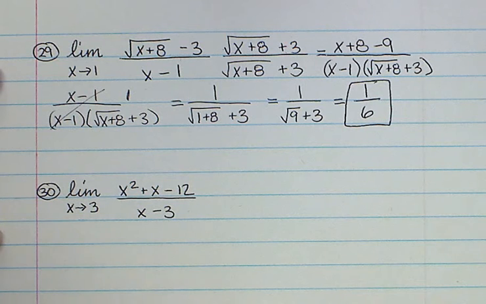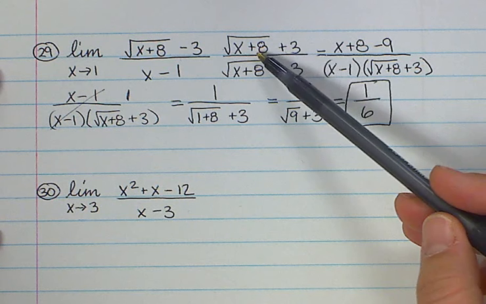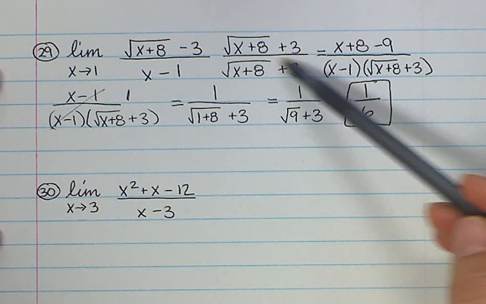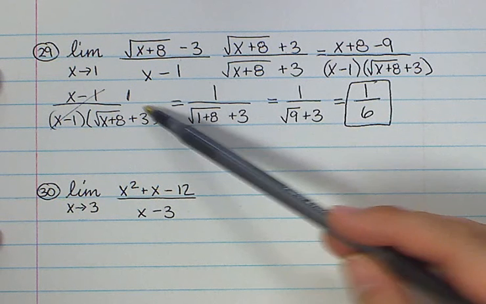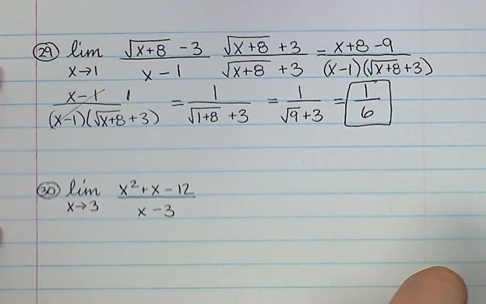So direct substitution didn't work. I used a conjugate, which means I leave the terms the same, but I change the sign. Then I multiply through, simplify as much as I can. Then I can go ahead and substitute. Let's try number 30.